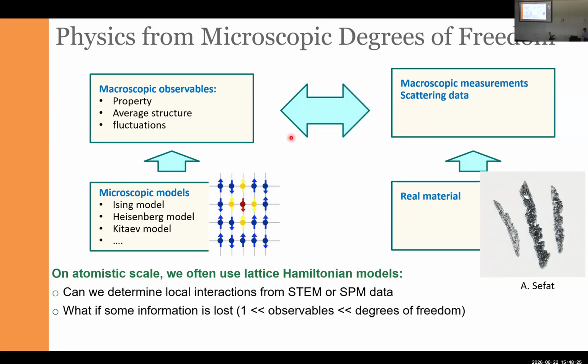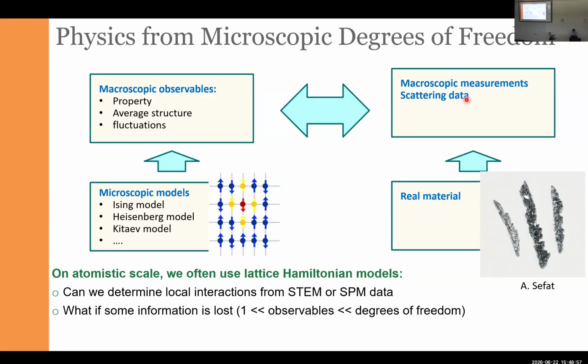So that's actually kind of a common problem in condensed matter physics, because one of the basic instruments of condensed matter physics is what's called the microscopic models, like Ising, Heisenberg, Kitaev, and so on. So these are the lattice models. Physicists love to formalize them and calculate them. But typically, once you do the numerical simulation, that will give you something like macroscopic observables, like properties, average structure, fluctuation spectra, and so on.